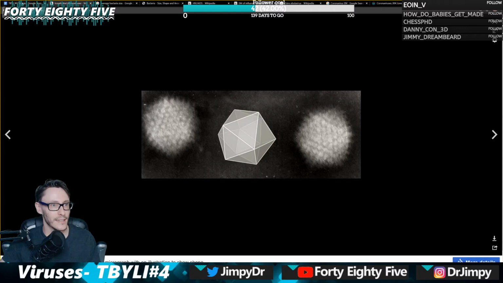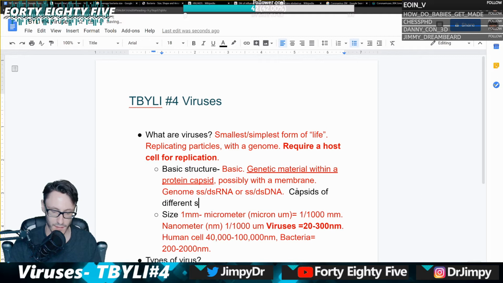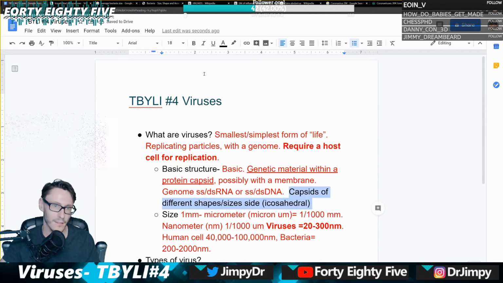So yeah, they have different shaped capsids. So let's say capsids: different shapes, sizes, and sides, I guess you would say. Let's put icosahedral. Is that how you spell icosahedral? Google seems to think so. Fine by me.